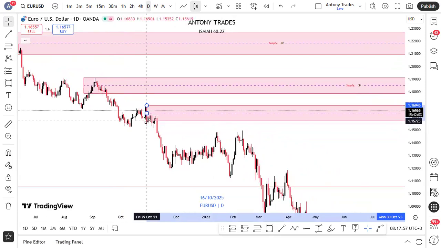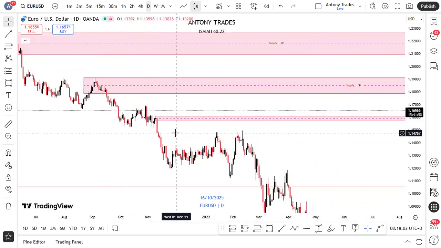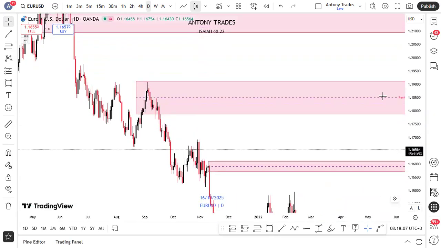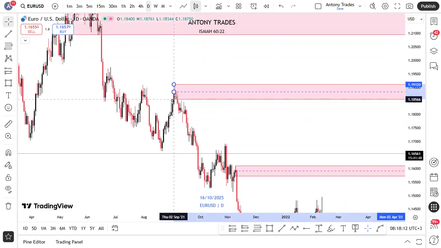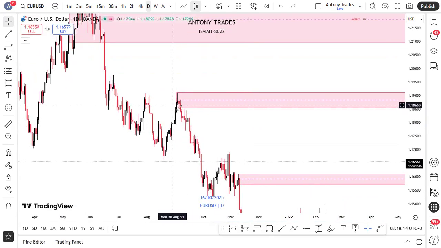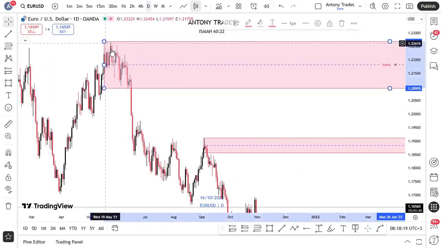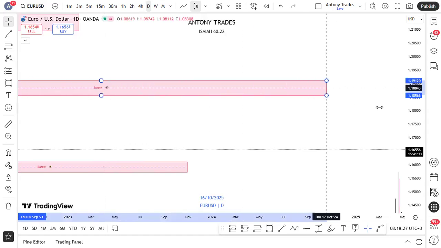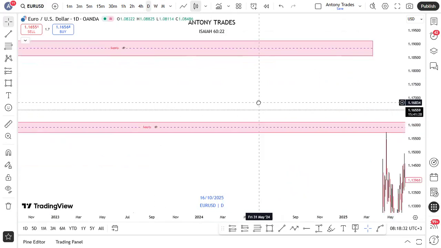Maybe this one you can refine to this candle, this small candle here, like that. For this one, I can refine it to this, like that. We have a small fair value gap. Then for the extreme, I can leave it the way it is because I cannot refine it further, like that. Now you extend them like this. You extend them like this.